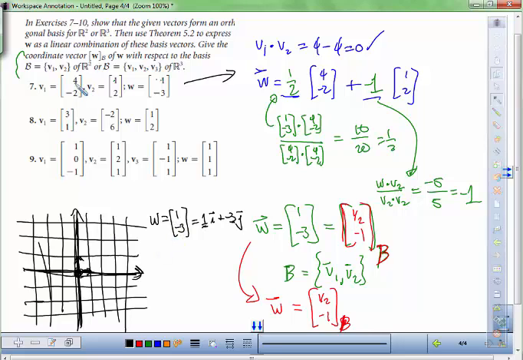Now, we have two new vectors, 4, -2. Let's see if I can do this in blue. 1, 2, 3, 4, -2. And 1, 2.